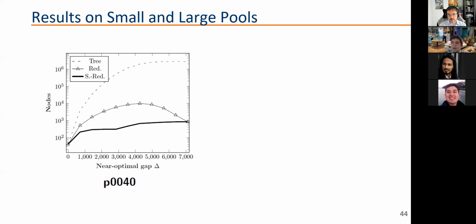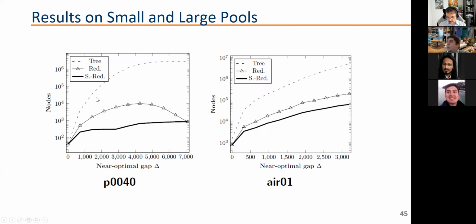So in this case here, when we get to this near optimal gap of 7,000, we're enumerating all the solutions of the problem. And here on the right, we have another type of problem where we can't get anywhere near enumerating all the solutions as you're increasing the near optimal gap. And as you can see in this case, we have a very different regime. Basically, the size of the tree, the size of the reduced decision diagram, and the size of the sound reduced decision diagram, they all seem to grow exponentially on the depth, but they're in different orders of magnitude, which is what's very interesting for us here.